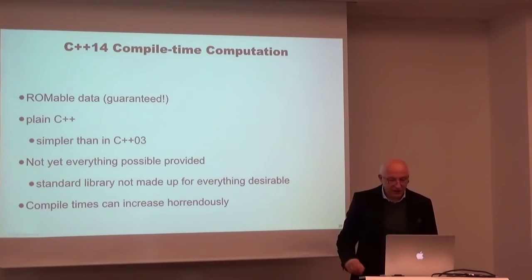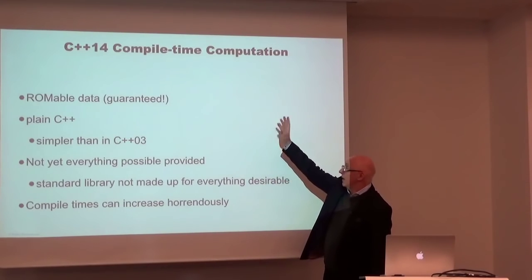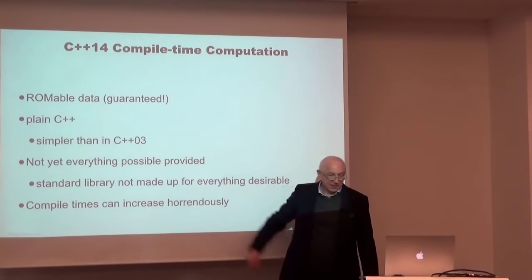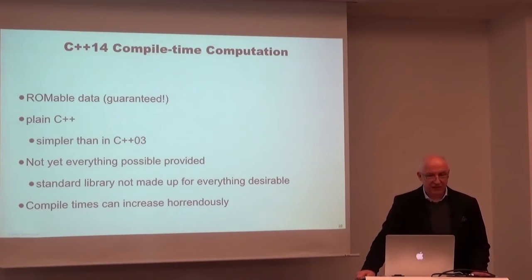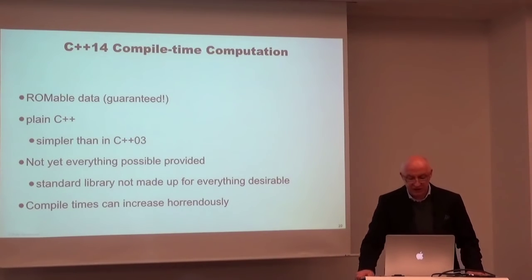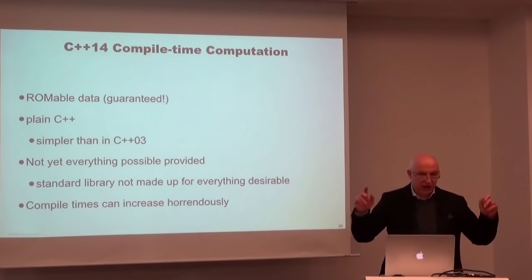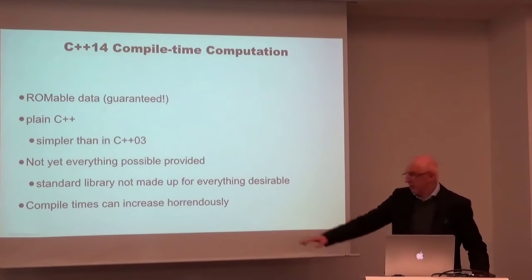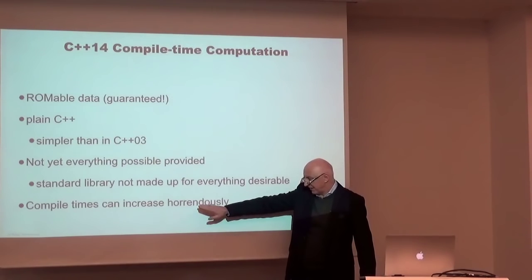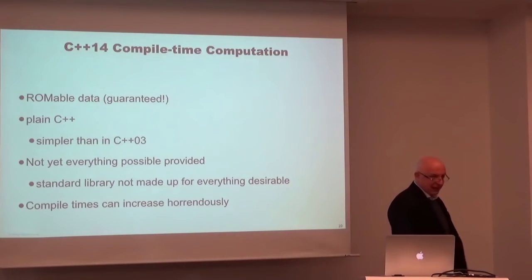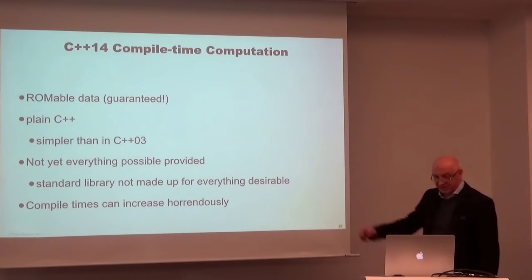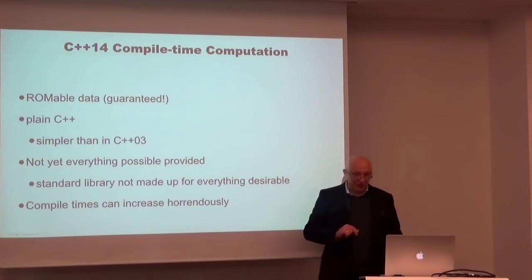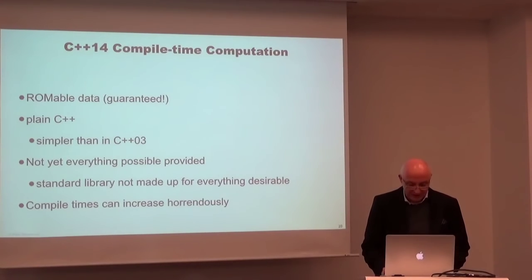There are some, for example, the constexpr compile time computations. There are deficits in the library. Like std::array, for example, is not as constexpr as it could be, so you cannot use a std::array as a plug-in replacement for plain arrays in constexpr functions. But I don't want to go too much into those details. But I want to remind you, compile times can increase horrendously with interesting compile time computations in C++14, or even in C++11. But C++14 makes it easier to increase the compile times, and I'll show you an example towards the end.